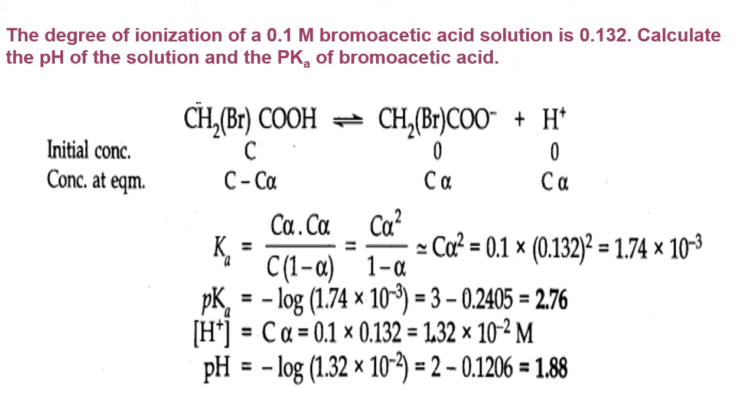Now, the degree of ionization of 0.1 M bromoacetic acid solution is 0.132. Calculate the pH of the solution and the pKa of bromoacetic acid.